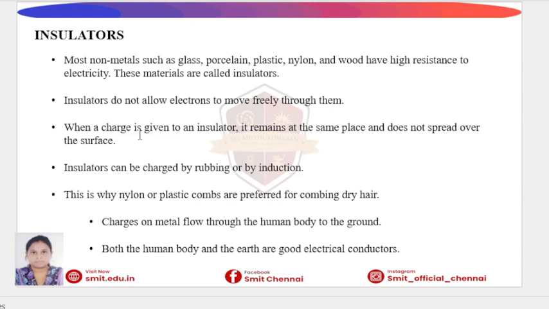When a charge is given to an insulator, it remains at the same place and does not spread over the surface. So insulators can be charged by rubbing or by induction. So this is why nylon or plastic combs are preferred for combing dry hair. Okay, so charge on metal flows through a human body to the ground. Both the human body and the earth are good electrical conductors.